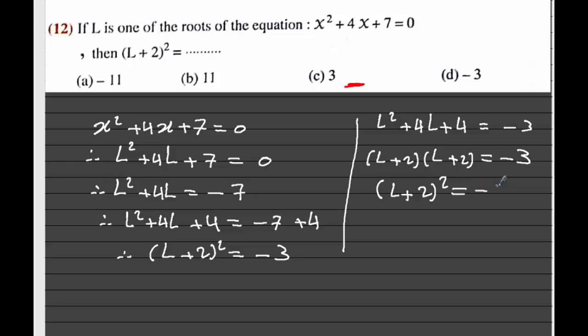Also, it is equal negative 3. And we choose letter D because (L plus 2) all squared equals negative 3. Okay. And we choose letter D.